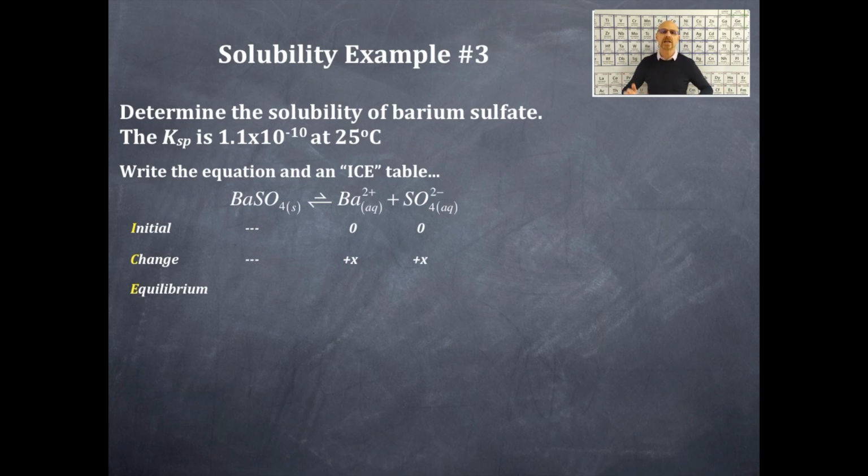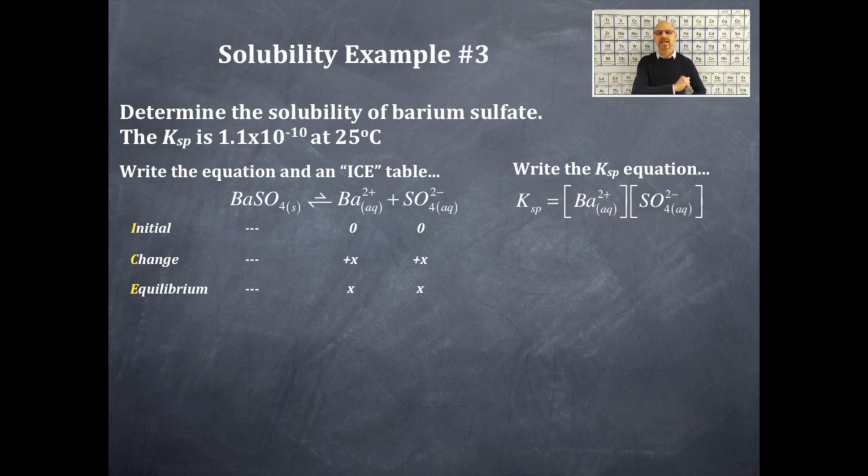I'm going to add up the initial and the change columns, and I'm going to get my equilibrium here. Again, nothing for the barium sulfate, but I'm going to have an x, that's a 1x, for the barium ion, and an x, that's a 1x, for the sulfate ion. Now we're going to write our Ksp expression. That is products over reactants, stoichiometric coefficients as exponents. Solids are not included. Ksp is equal to the barium ion, in brackets, aqueous, 2+, exponent of a 1, times the sulfate ion, SO4 2-, aqueous, exponent of a 1 as well.